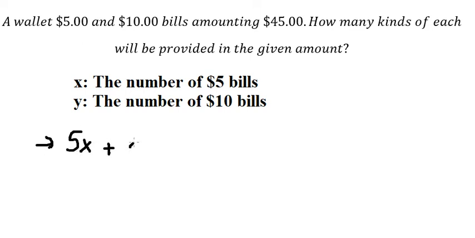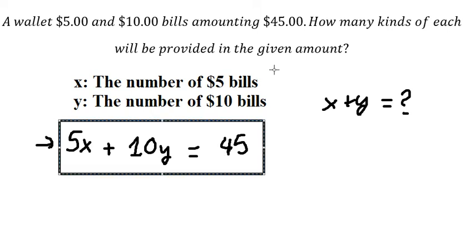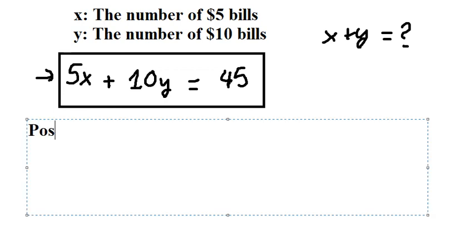5x plus 10y equals 45. And we know that we don't have x plus y in here. So in this situation, we just have only one equation. That means we just use only one possibility.